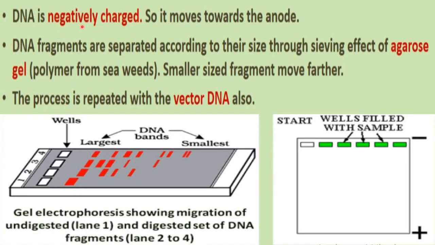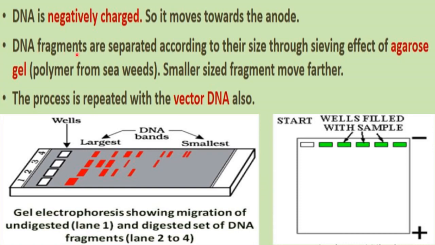As you know, DNA is negatively charged because a phosphate group is present in DNA, right? That's why DNA is negatively charged, so it moves towards the anode. As you know, there are 2 points, cathode and anode. Cathode has negative charge, and anode has positive charge. Because DNA is negatively charged, it moves towards the positive charge, means it moves towards the anode, right?